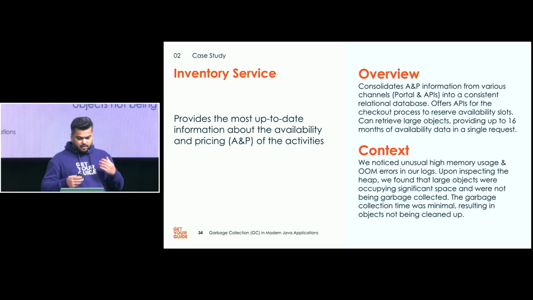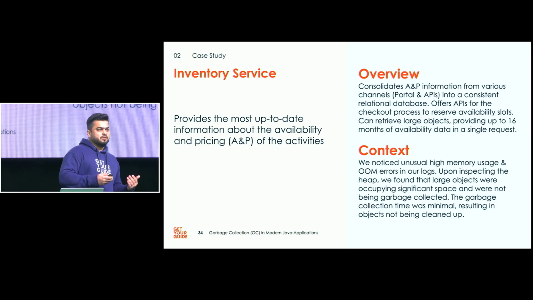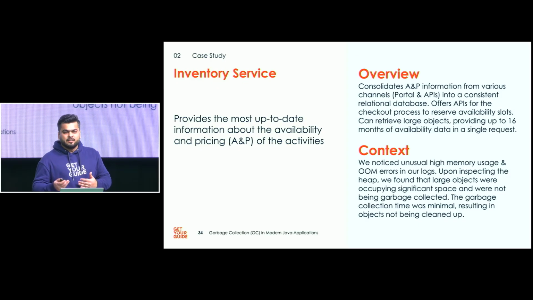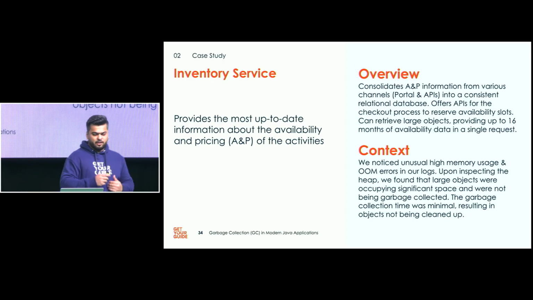And the catch here is that this service needs to provide availability of up to 16 months. So it's not that the traffic is high, but the amount of data that's returned, or the object size, is huge, just because it's 16 months of availability in one shot.